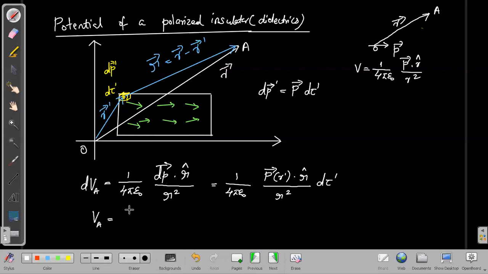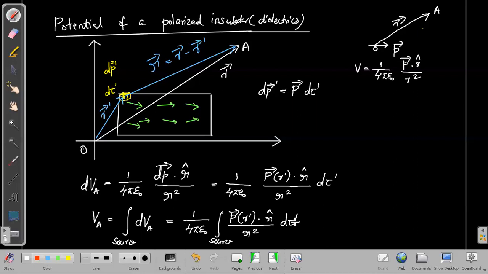So the total potential I can write as the integral over the source region of the infinitesimal potential. Therefore this is equal to 1 by 4 pi epsilon 0 times the integral over the source region of the polarization, which is a function of the source point, dot script r cap divided by script r square, d tau prime. Okay, so this is the expression. Now we have to modify this expression slightly, so that we'll see on the next page.